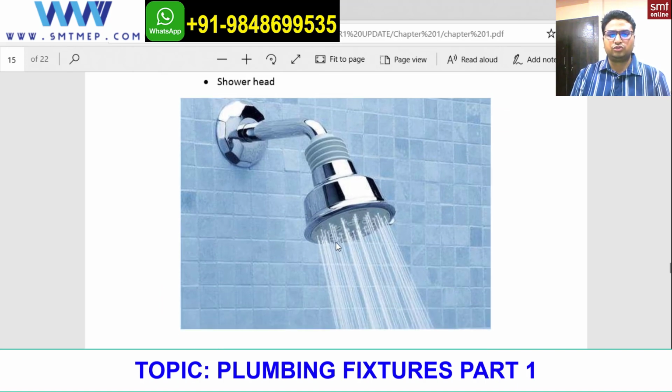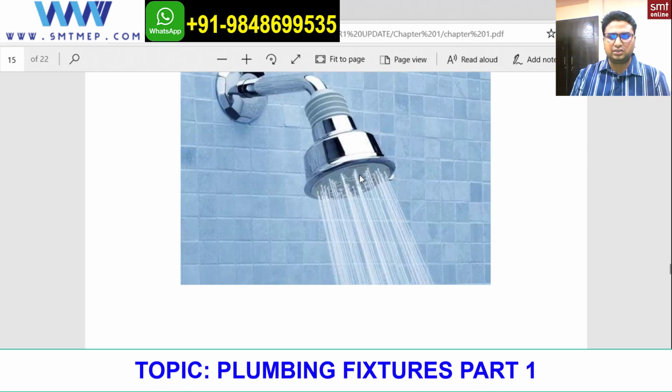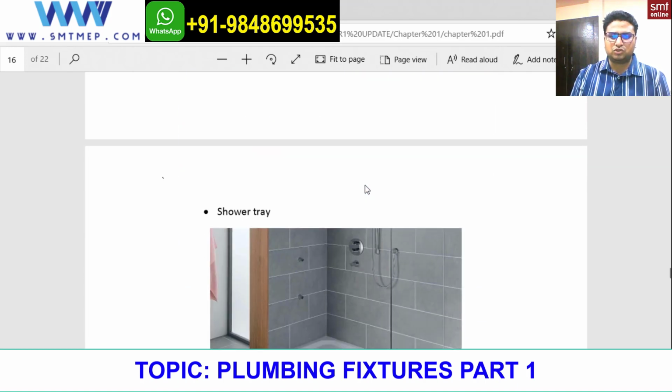The next picture is nothing but a shower. In shower also we do have some categories. What we are seeing right now is a shower head, which is installed wall mounted. You can see this is wall mounted, above the head, that's why it's called a shower head. And this would generally be at 7 feet of height. Okay, just used for having a bath in this manner. So it's a shower head.